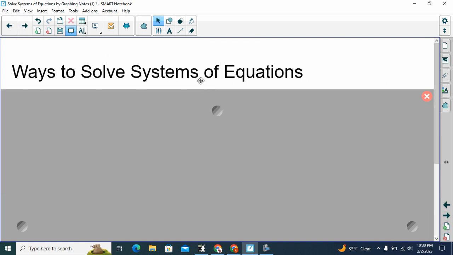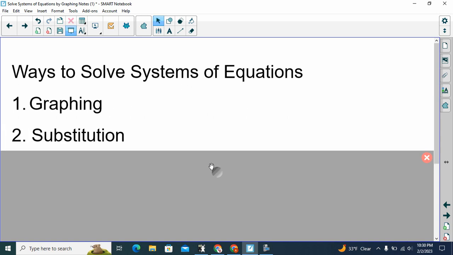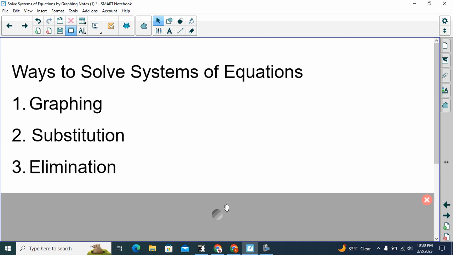There are 3 different ways that you will learn to solve systems of equations. The first is by graphing. Solving a system of equations by graphing. That is what we will be focusing on today. You will also learn how to solve a system of equations by substitution. And finally, elimination. Again, we are going to focus on solving by graphing today.